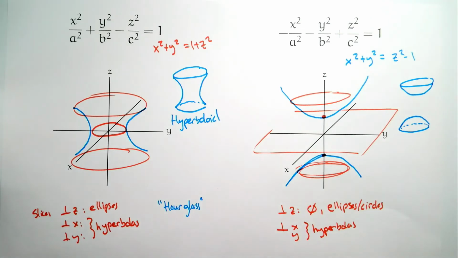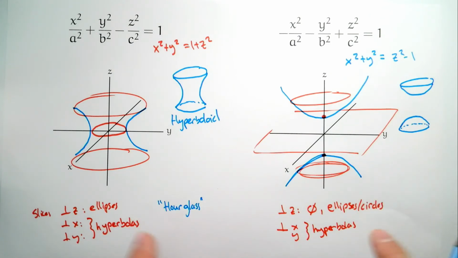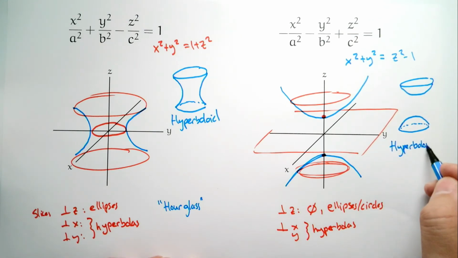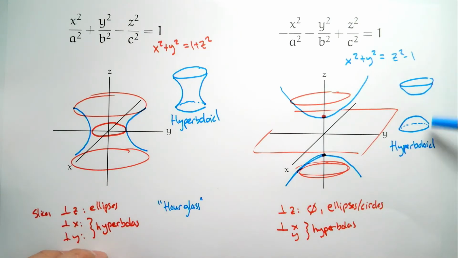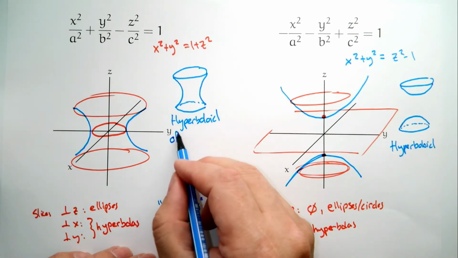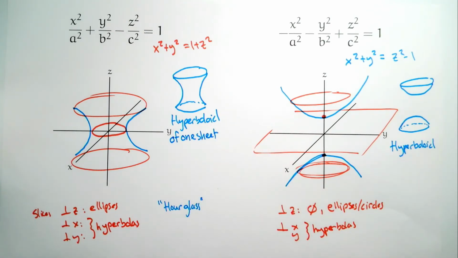Now the question is, well, what do we call this? Because we have the same types of cross sections, it makes sense to give it the same type of name. But these two objects are somehow not really the same. They have very different behavior. Now, what do I mean by that? Well, on the right-hand side, we see there's really two different parts. On the left-hand side, there's just one single part. And so we wanted to come up with a little bit more of a distinction. So we're going to refine it. So this is a hyperboloid of one sheet, which is just a fun way of saying it only has one part.